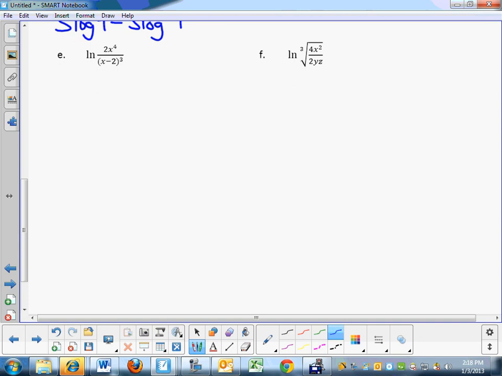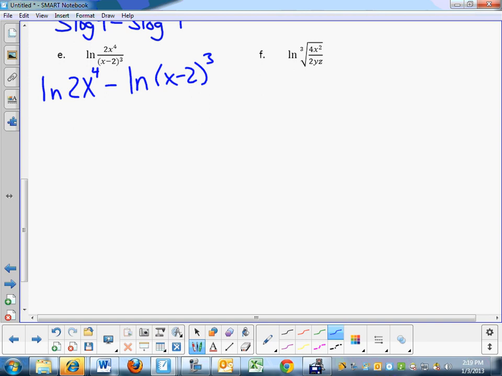All right, how about this one? These last two are kind of fun. They take a number of steps, 3, 4, 5, 6 steps. What's the first step for letter E? What do you want to do first? Natural log of 2x to the 4th. Good. Minus the natural log of (x minus 2) to the 3rd. Good.